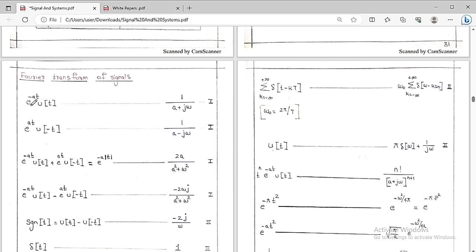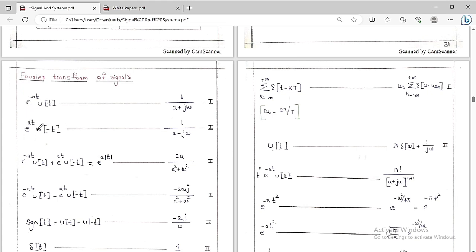If you see clearly, e to the power of minus at times u of t, I've already told you, this is a decreasing exponential. Therefore, we are going to get a finite energy. Energy is equal to the integration from t equals minus infinity to plus infinity of |f(t)| whole squared dt. So if we figure out the energy for the signal, we are going to get a finite energy. Therefore, this is called an energy signal.